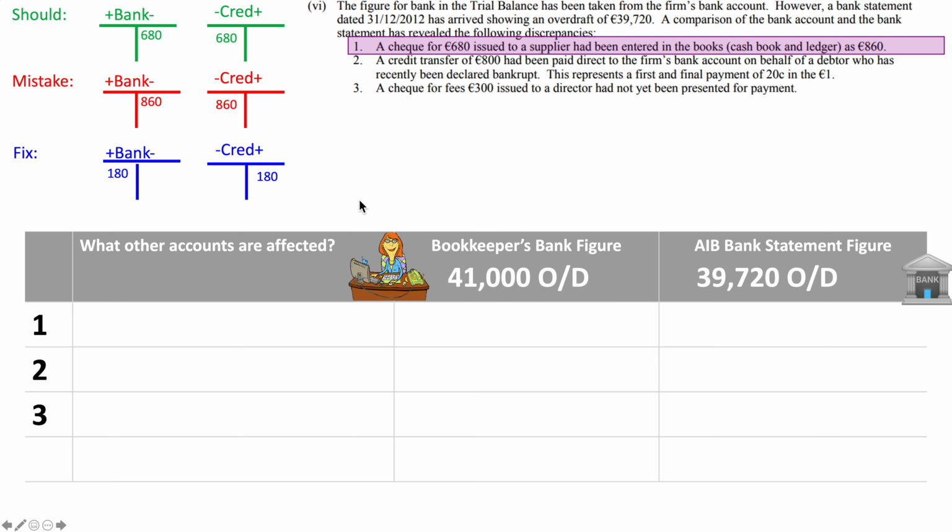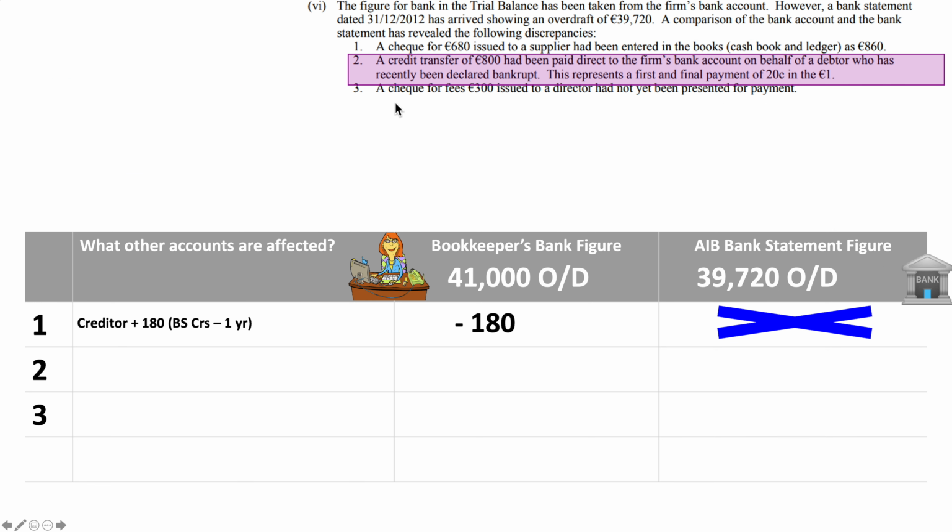It was the bookkeeper that totally messed this up, so it's the bookkeeper's bank figure that needs to be adjusted. Nothing will happen in the bank. They don't know about the mistake, they don't care about the mistake, it's got nothing to do with them. So what will happen in the bookkeeper's bank figure? This is money coming into the bank, so the overdraft will reduce by 180 and the creditor will increase by 180.